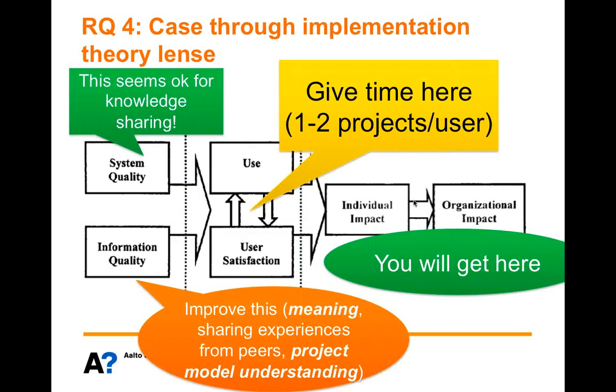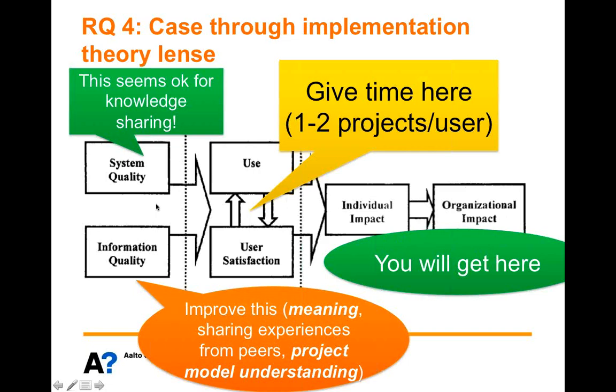And this is the final slide, and it's one implementation model, and it could describe the case. So on the left side, if I go through the boxes in the model, there's the system quality and the information quality, and then they lead to the use and user satisfaction. And here, in this part, the users spend some time, and it will lead to individual impact, and later into organizational impact and benefits.